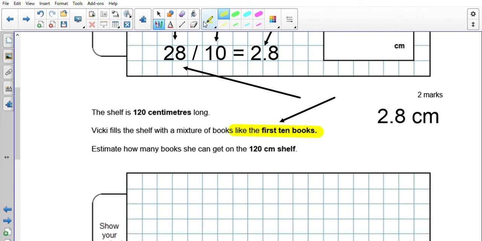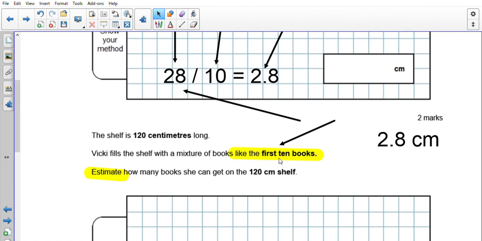but I'm just going to look at this. Estimate how many books you can fit onto the 120 centimetre shelf. Now, it's an estimate, which means it doesn't have to be precise, it doesn't need to be pinpoint accurate. You'll get the answer correct if you do it pinpoint accurate, and that's absolutely fine, but you can estimate it, and you can make this a whole lot simpler for yourself.